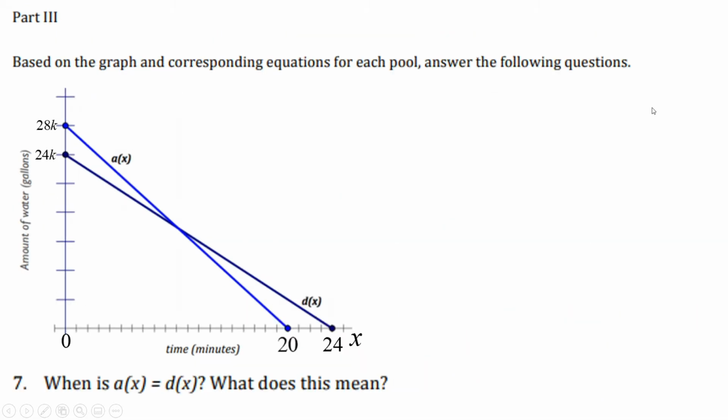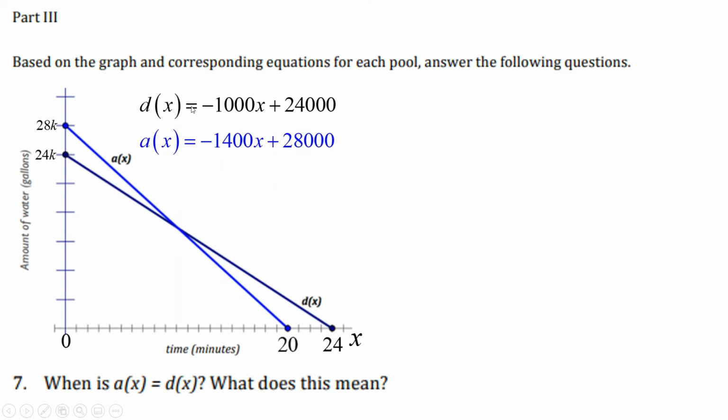Okay. So, number 7. When is A of x equal to D of x? All right. And you all, when we get to module 5, we're going to be solving systems of equations. And the first way we're going to do that is we're going to solve them graphically, which is essentially what they are asking us to do right here. So let's remember our two functions right there. And in module 4, we're actually going to do stuff like set this expression equal to this expression and solve. But today they want us to do this graphically.